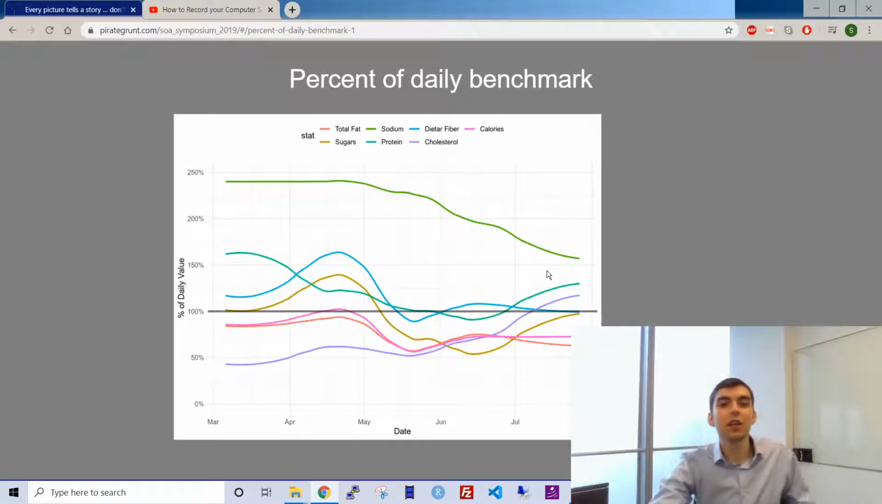Now, the overall trend here is that all of the lines are moving closer to the black line. If this was perfect, all of the lines would be on top of this black line. In other words, I would be eating 100% of my targeted benchmark every day. What this picture illustrates is a complex process of 6 months of time.